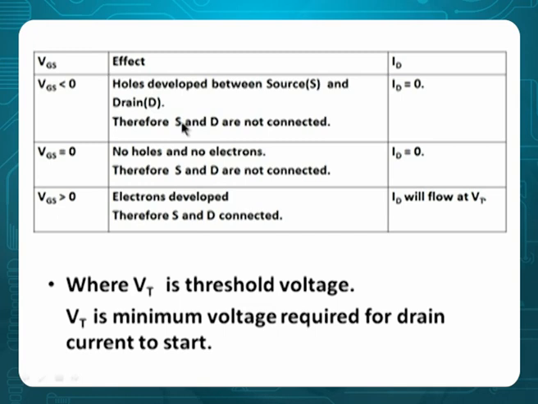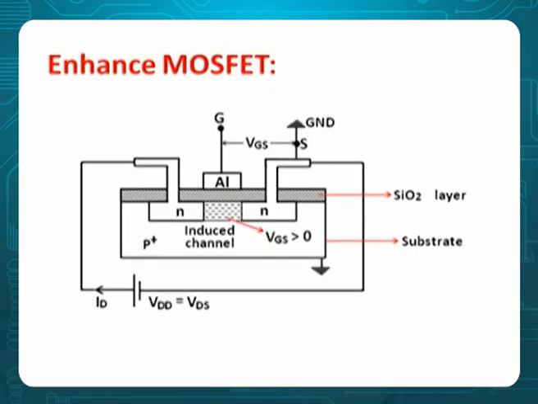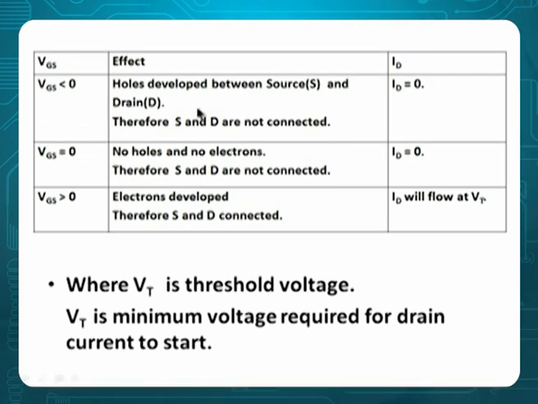If holes are developed, there is no connectivity between source and drain, because if you see here, source is N, drain is N. Between them you need electrons, not holes. So when you get electrons, then only there will be a connection. But here, when you give negative supply, you are getting holes between drain and source. Then ID is 0, because they are not connected.